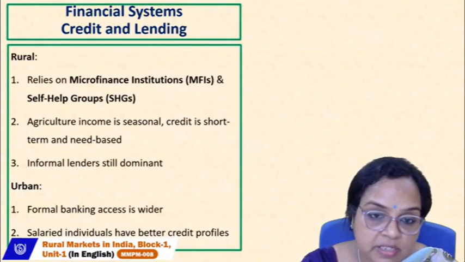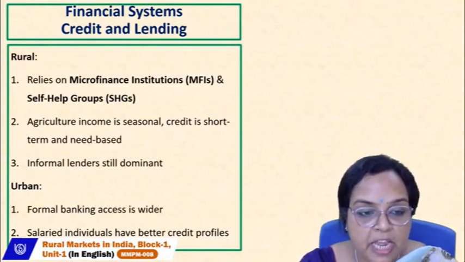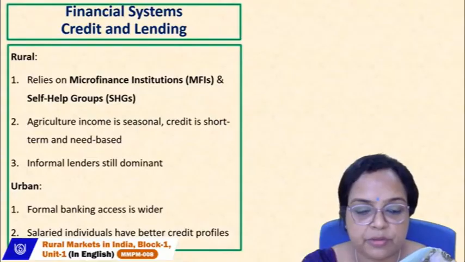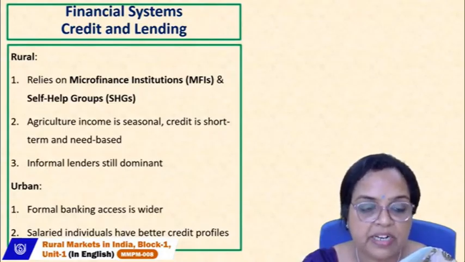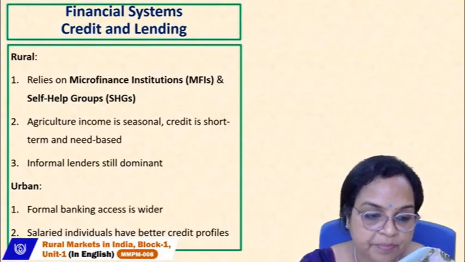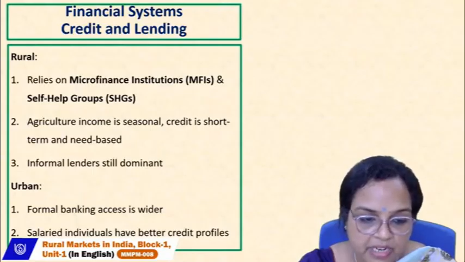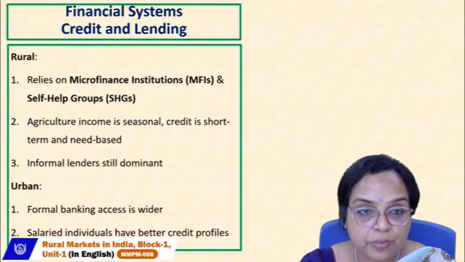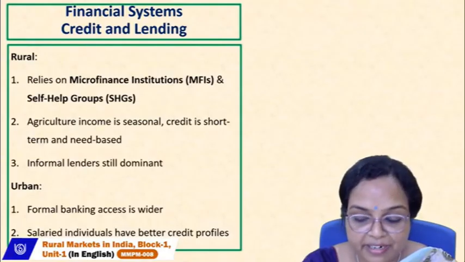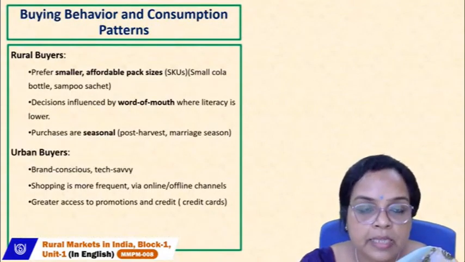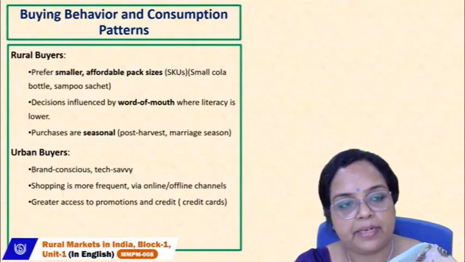Agriculture income is always seasonal. Credit is short-term and need-based. Informal lenders like sahukars are still dominant in the rural belt. In comparison, in urban areas, there is a formal banking system. So people are getting loans in a systematic way. They are getting loans, their purchasing power is slowly increasing. In urban areas, we have more salaried individuals. They have better credit profiles. We all know about credit cards. So the basic difference between rural and urban is the lending and credit system, through a structured way and through an unstructured way.